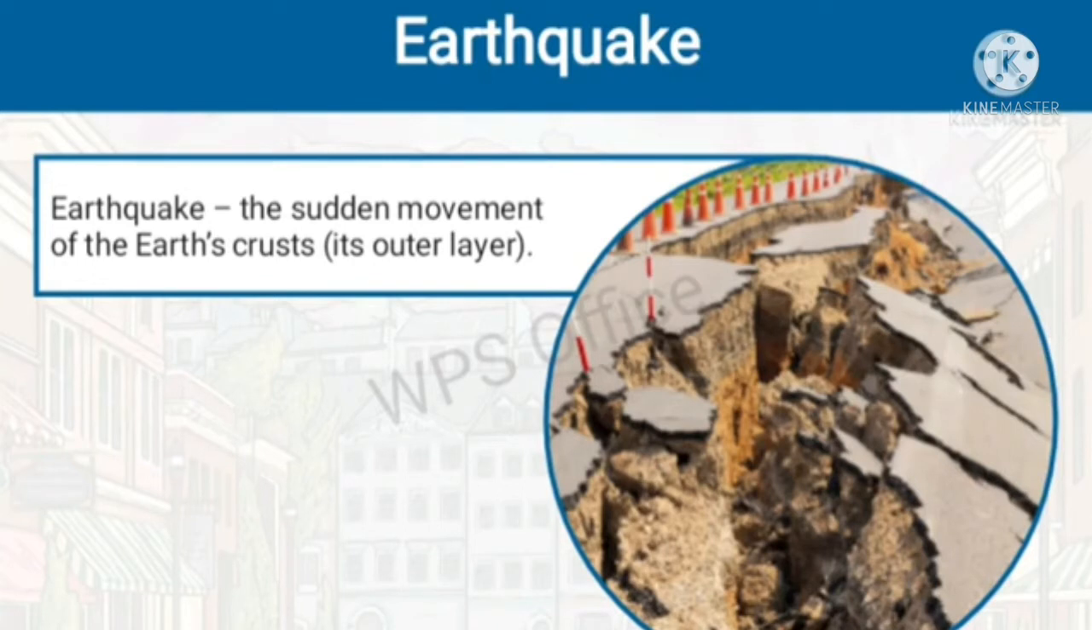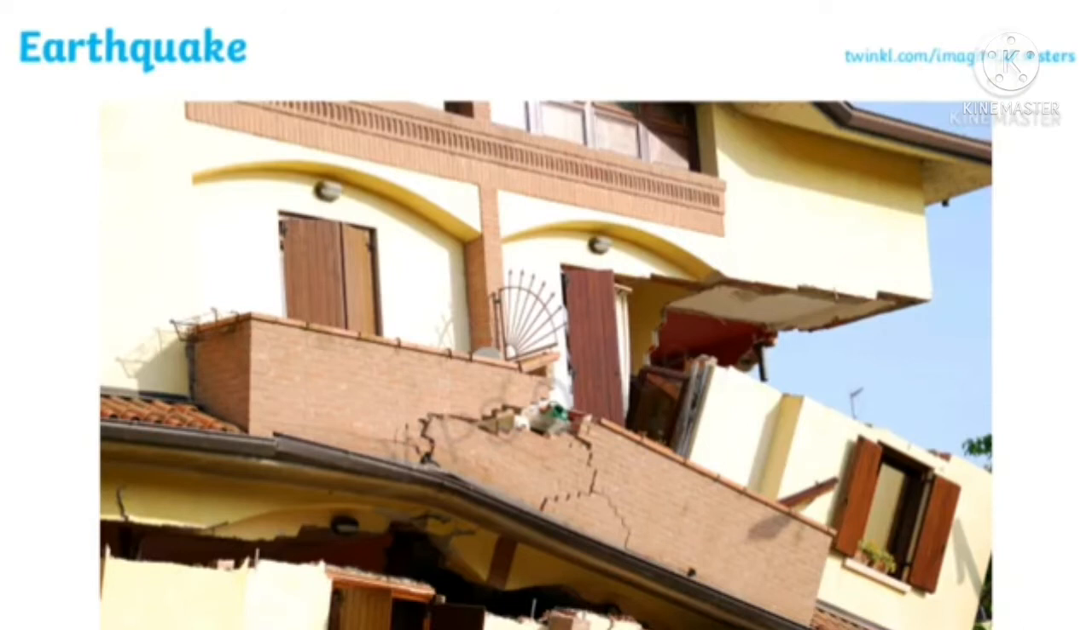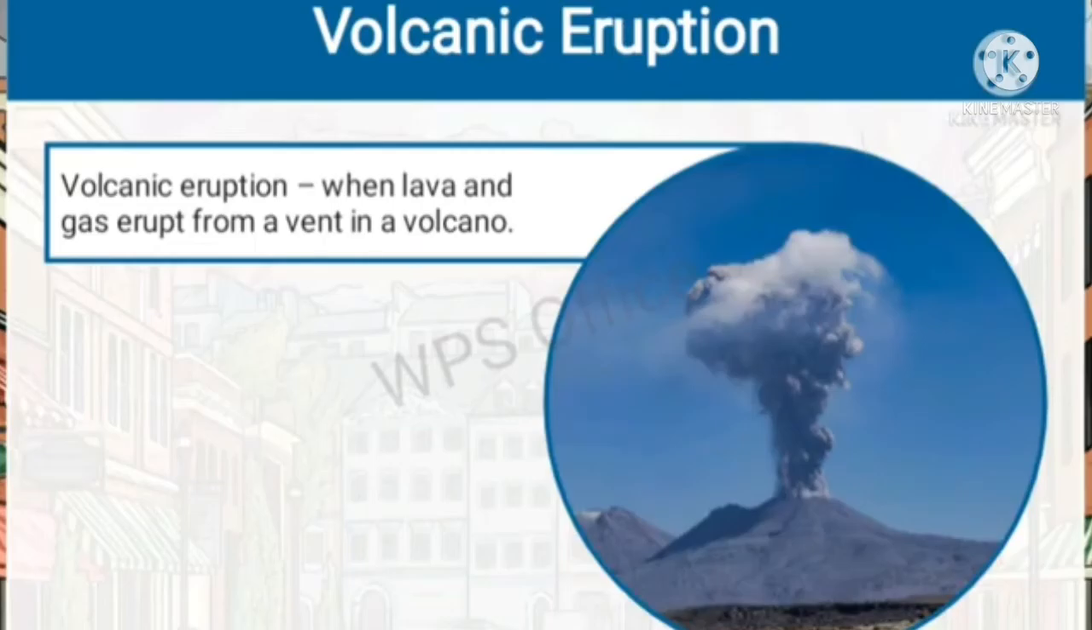Now, earthquake is the sudden movement of the earth crust. So movement below the earth crust causes the earth to quake. You can see the destruction that earthquake causes on buildings, properties, and everything that is within the zone that the earthquake has happened. Now you have another natural disaster, which is volcanic eruption.